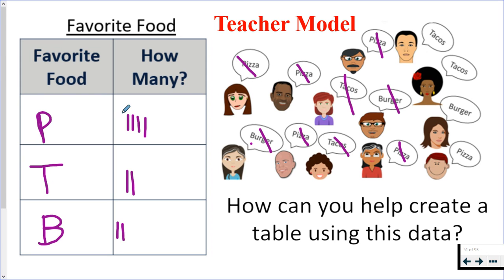Oh, this is our 5th one for pizza, so it's going across. Another one for tacos. Another one for tacos. And your tally marks don't have to be perfectly straight as long as you can see what you did. Burger and pizza. And after the 5th one, you start putting it on the side again. So this is what our table looks like. We crossed out everything.